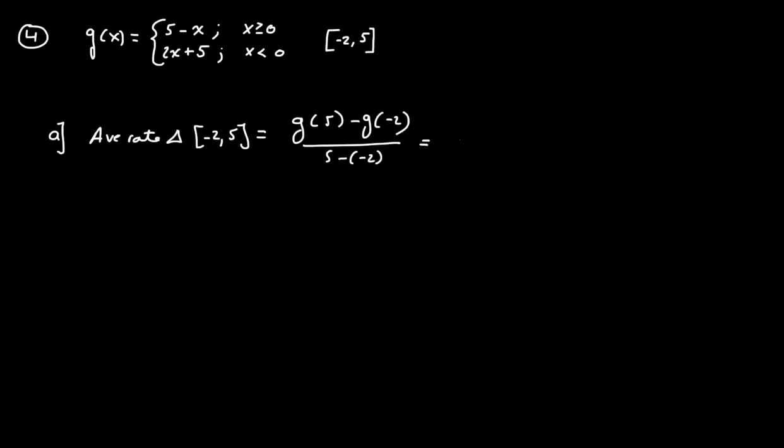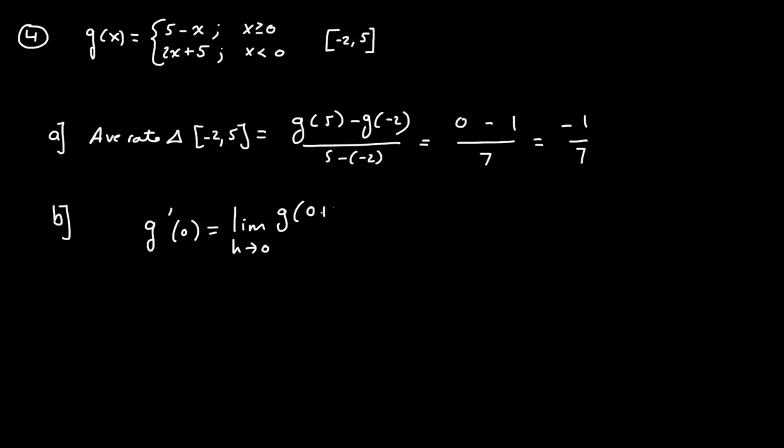This is going to come out to be, I plug 5 into the top function, gives me 0. I plug negative 2 into the bottom function, that gives me 1. This is all over 7, and so the average rate of change is negative 1/7. I now want to find g prime at 0, which is the limit as h goes to 0 of g of 0 plus h minus g of 0 all over h.